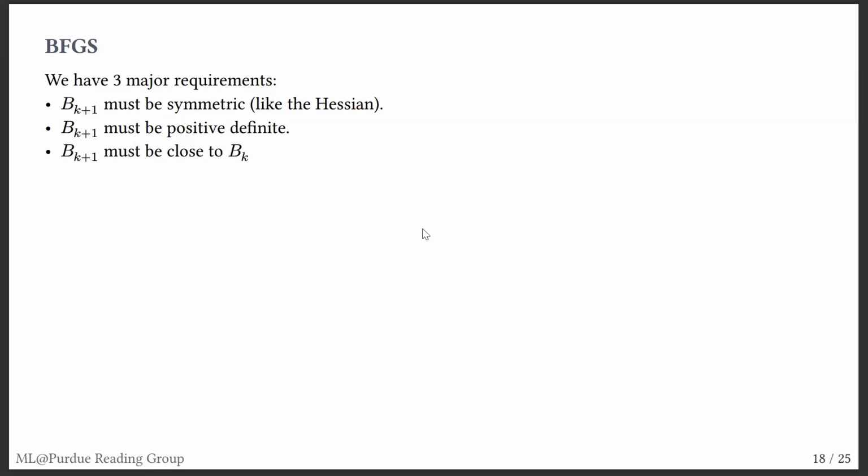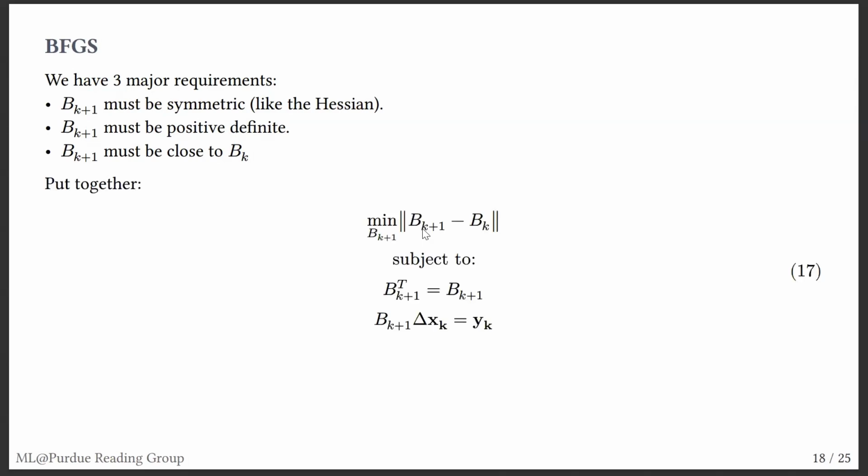Third condition is whenever you update this matrix, it must be reasonably close to your previous matrix. This is to prevent instability. If you're taking some step, you shouldn't expect your Hessian to move that drastically in most cases. So we want B_{k+1} to be reasonably close to the old B_k. Do those requirements make sense intuitively to everybody? Because they're pretty important and they're going to be the basis of BFGS.